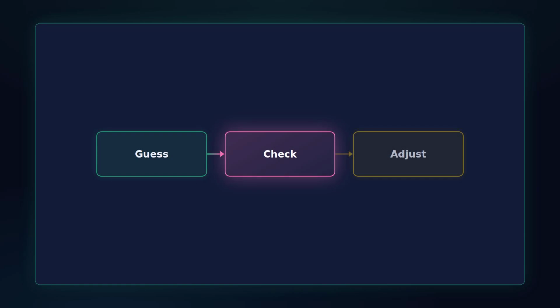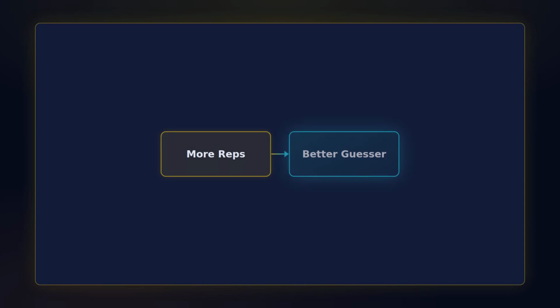So what is machine learning really? Not robots, not magic, just this. A guess, a check against reality, a small deliberate adjustment. Repeat. Do that enough times on enough fruit, and the guesser gets frighteningly good.